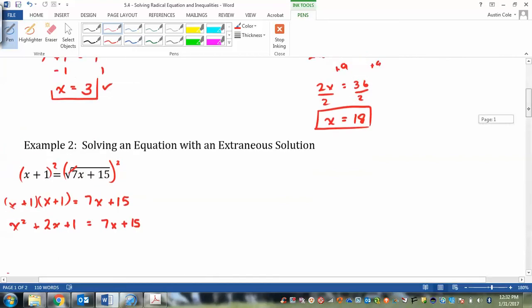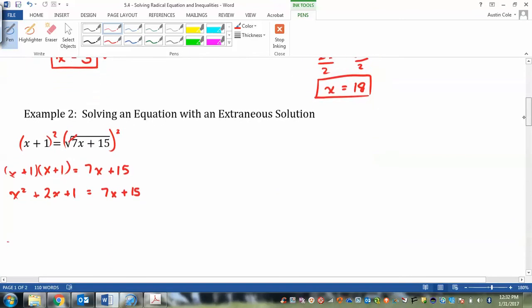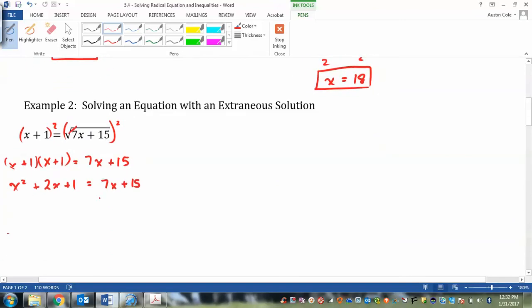Guys, if I go back up here, I never had any x squareds. So I can just get all my x's on one side, all my numbers on the other. But as soon as I had x squareds and x's, now everything's got to be on the same side, and needs to be set equal to 0. Right, Sam? Yeah, set equal to 0. So I'm going to move everything over to the left. I'm going to minus 7x, and I'm going to minus 15. Minus 7x, minus 15. So I'm going to get x squared minus 5x minus 14 equal to 0.